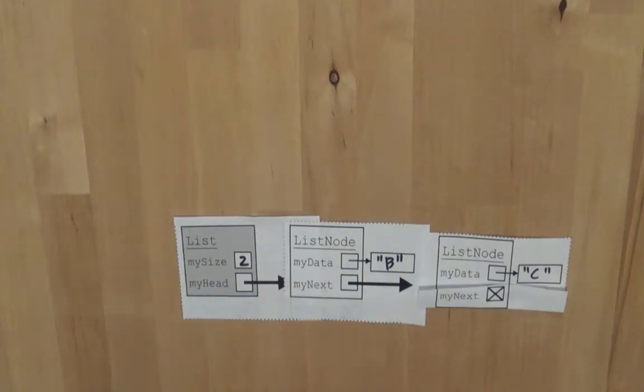Okay, so imagine I've got a list that has 2 elements in it. So my head points to a node that has B in it, and its myNext points to a node that has C in it. And I want to add a new element to this, and this should be 4 steps.